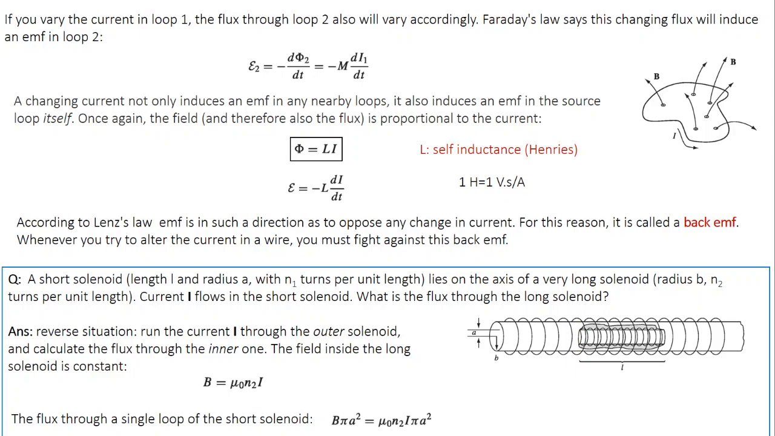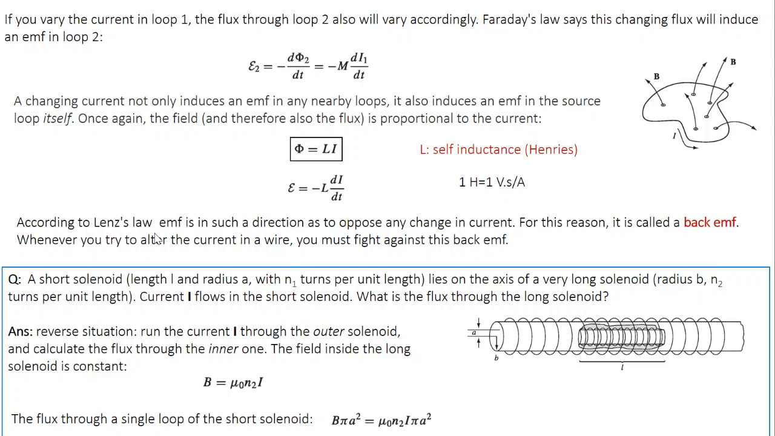So self-induction is the phenomenon in which an electromotive force is generated in a loop whenever current flowing through the loop changes. On the other hand, in mutual induction, an electromotive force is generated in a loop whenever current flowing through its neighboring loop changes.